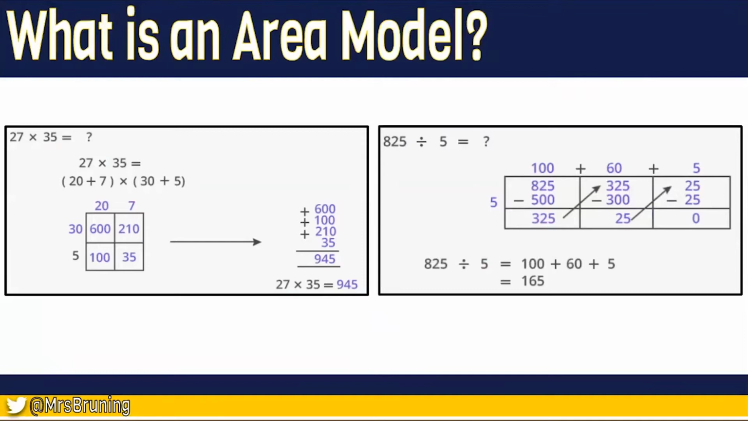You may notice in the division example that the calculations are being performed with friendly numbers. 5 times 100 is an easy calculation and is built on the skill of using base 10 blocks and chunking groups of 10 in an array before this visual model is used.